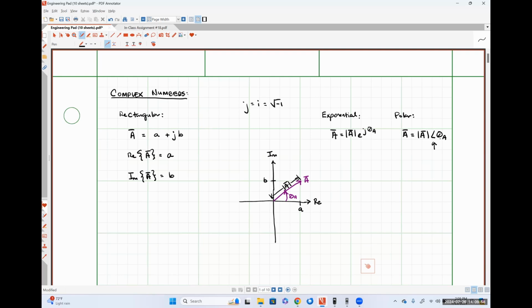Now, as it happens, your calculators can only handle rectangular form complex numbers and polar form complex numbers. So anytime you're given an exponential form complex number, you're expected to be able to input that into your calculator as a polar form complex number. And you do that simply by keeping the magnitude, keeping the angle, and then throwing everything else away.